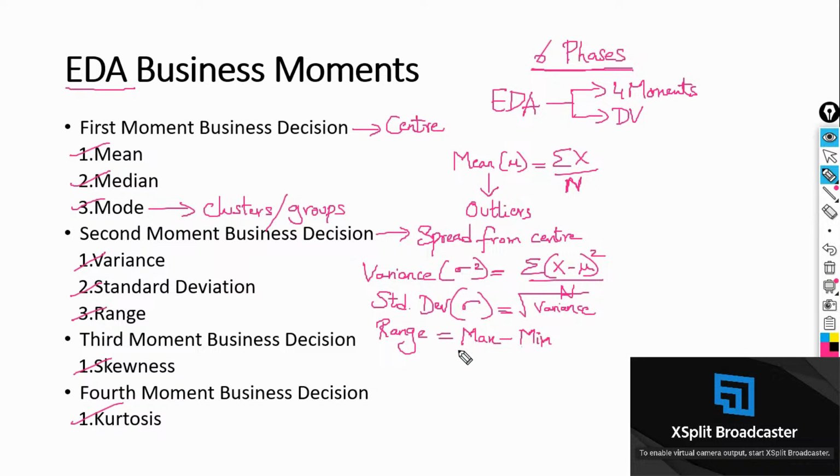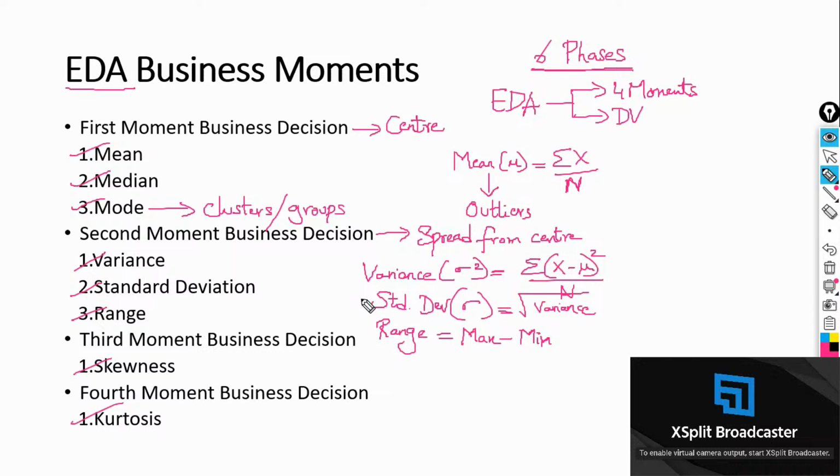Max minus min. Right? So the second moment business decision talks about the spread from the center, and this spread can be identified by calculating variance. But the drawback with variance is it gives us the squared spread, so the right approach is calculating standard deviation, which is the square root of variance.